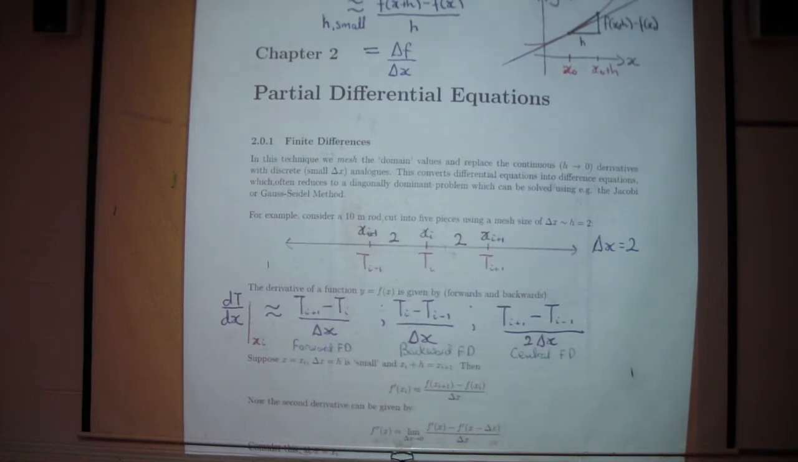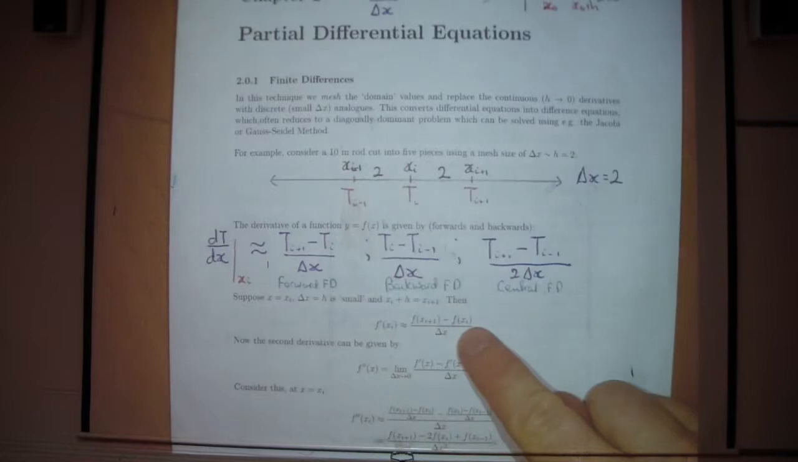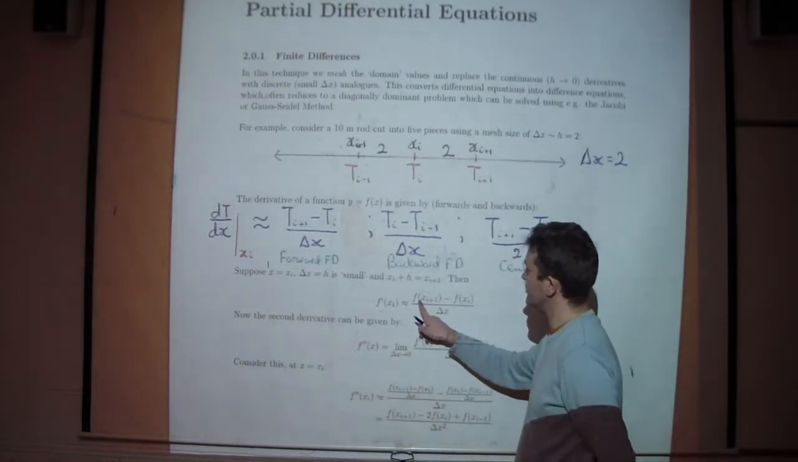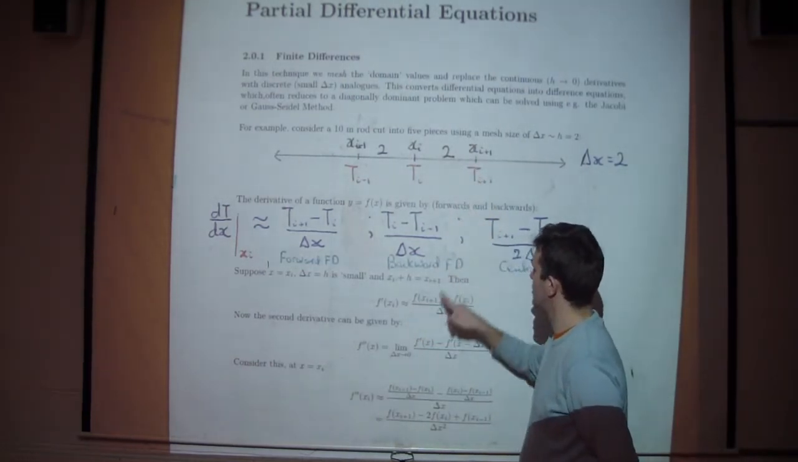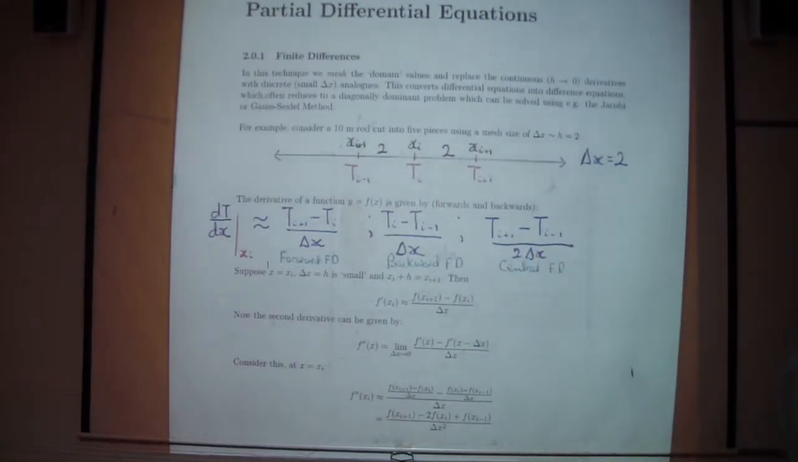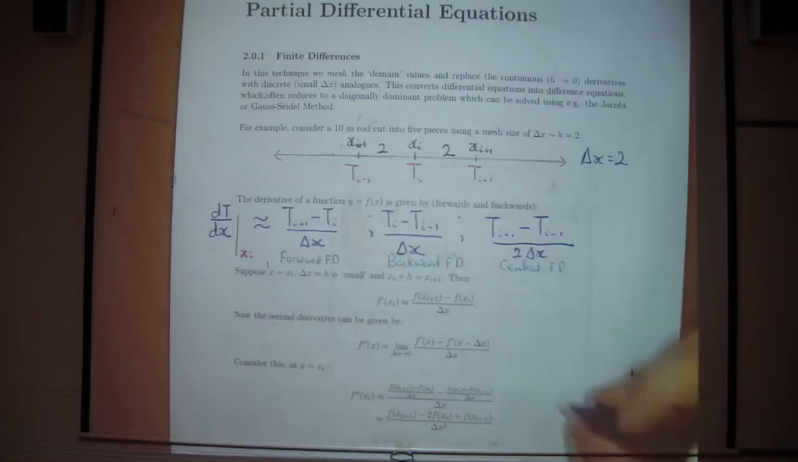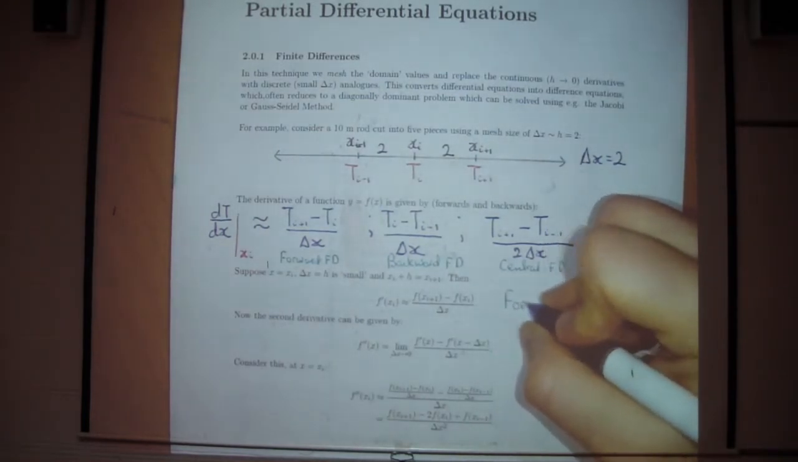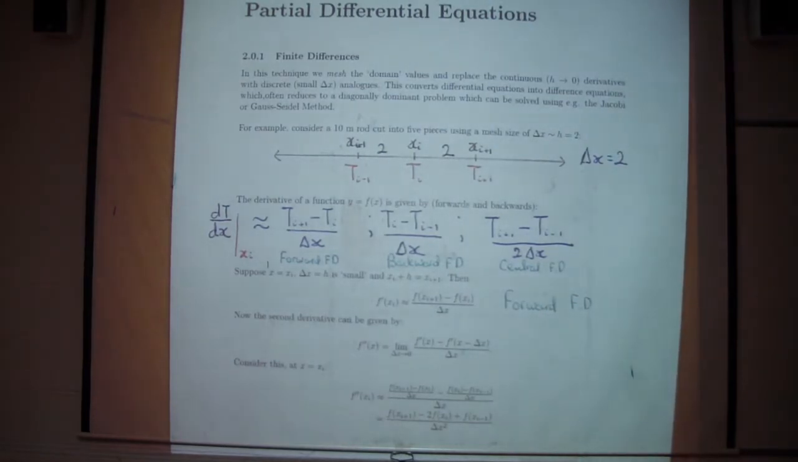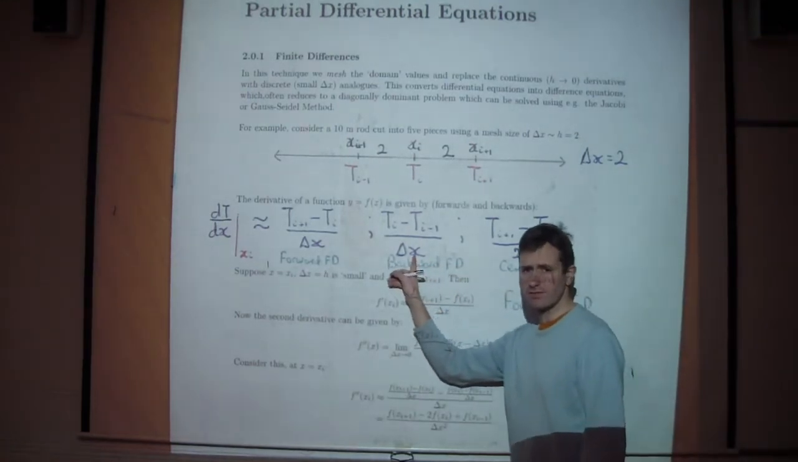Now, I don't have all the formulas written down here, but this one here corresponds to the forward difference. The value of the function at the next point minus the value of the function at the current point, divided by the difference. So this here is the forward difference. Finite difference means you're not doing the limit as h goes to 0. You're keeping the difference finite.